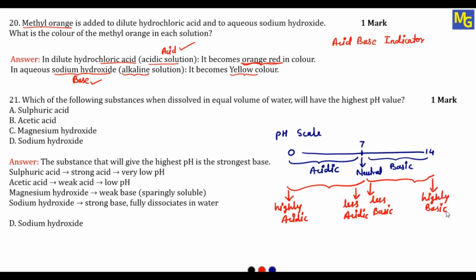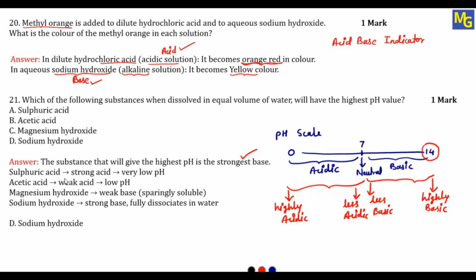So according to this pH scale, if you see the statement, the base substance that will give the highest pH will be the strongest base, correct? 14 is the highest. So if your solution is giving 14, 13 or 12, then it will be the strongest base, that is, highly basic. Now if you see the question again, the substance that will give the highest pH is the strongest base. Remember this statement and then we will solve.